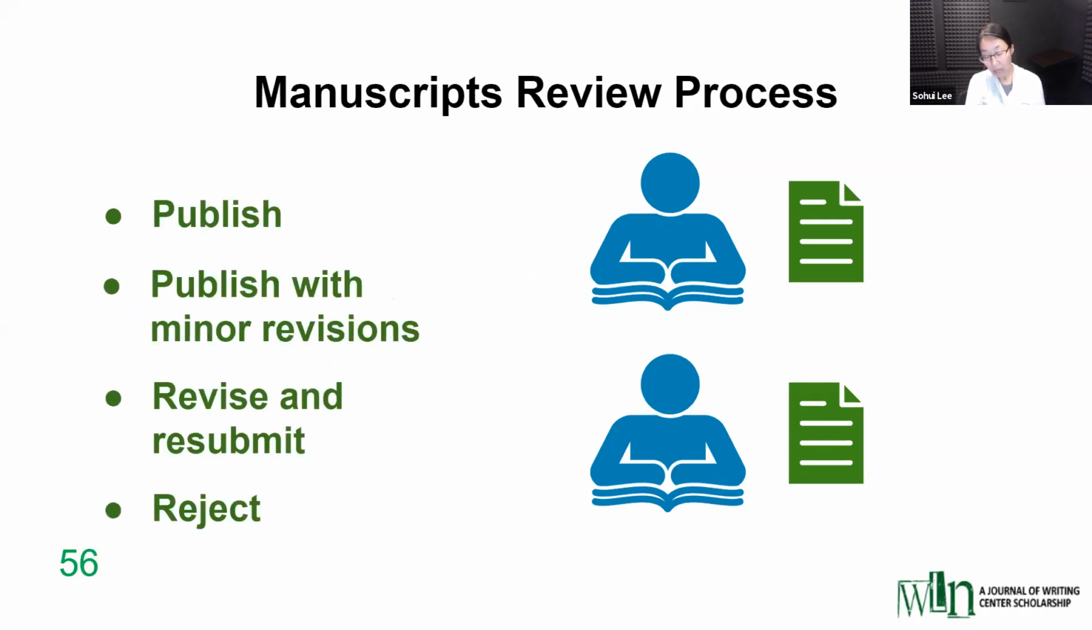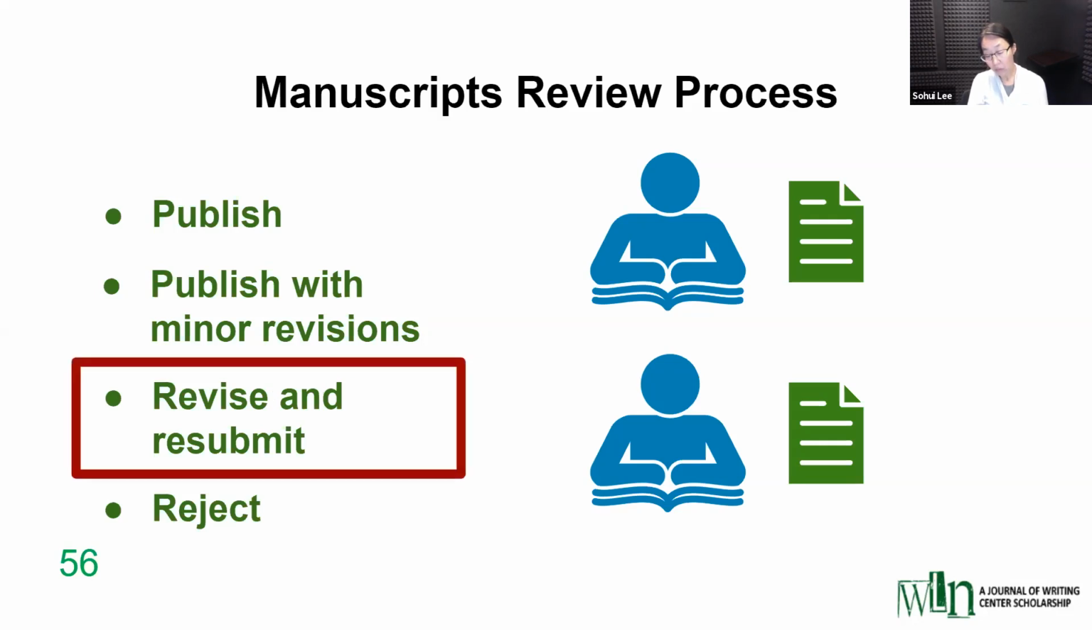So after evaluating the manuscript, the reviewers are asked to make a recommendation. Usually they select one of 4 categories for recommendation: publish, publish with minor revisions, revise and resubmit, and reject. And you can see here in red, most submissions fall under the revise and resubmit category.